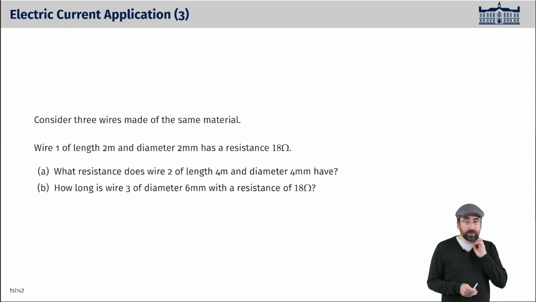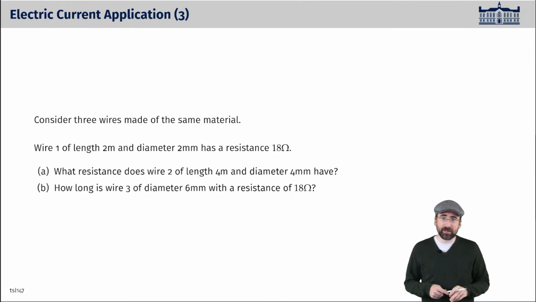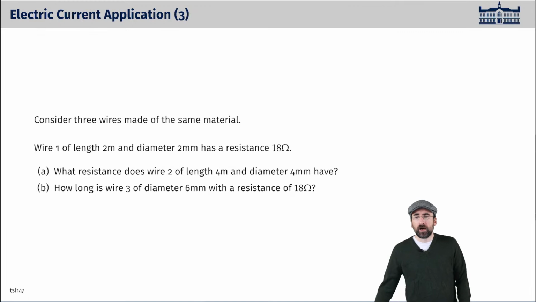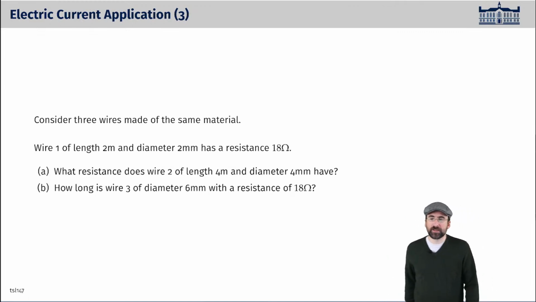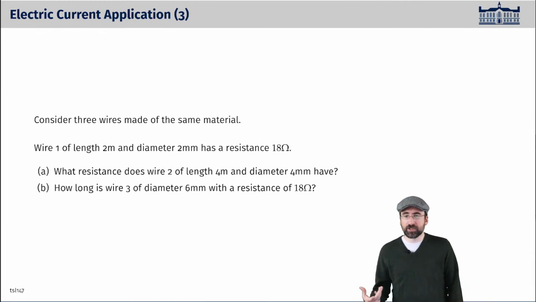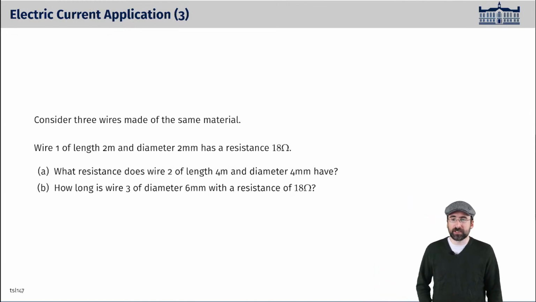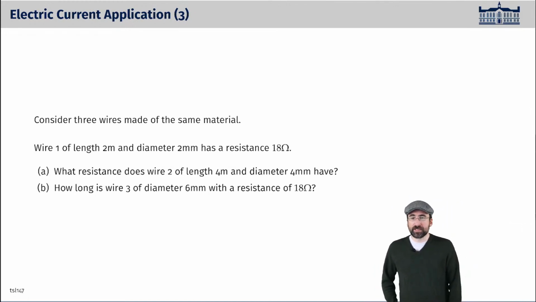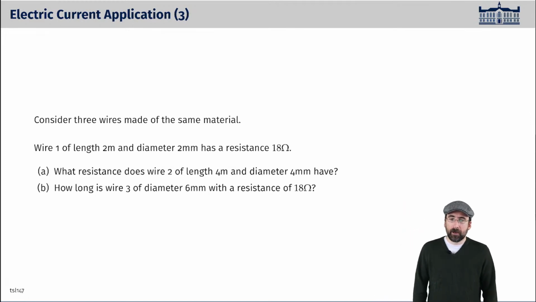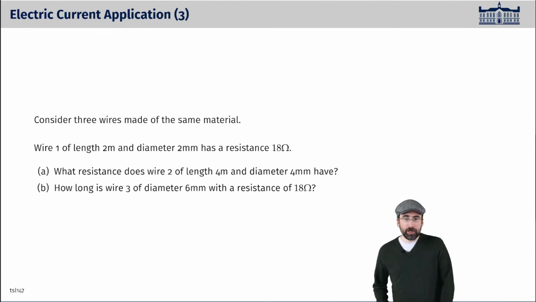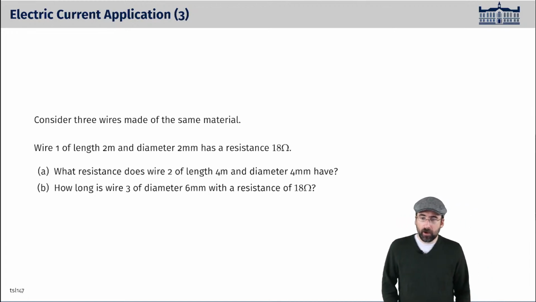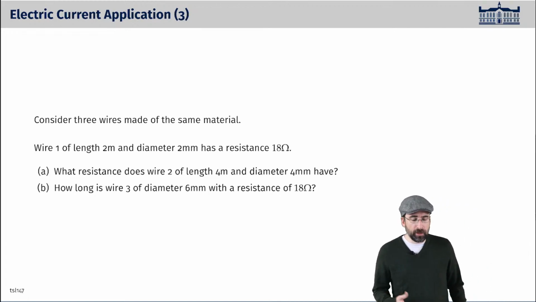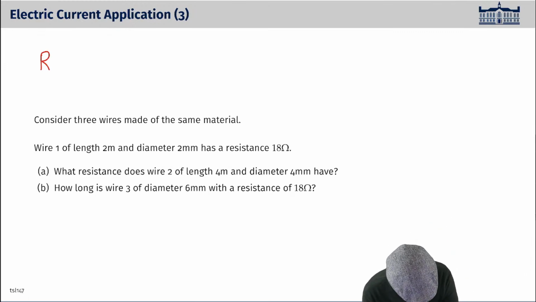Finally, the last note of the day, conveniently almost exactly at the 50-minute mark for our lecture. Here we are considering 3 wires made of the same material. Wire 1 has a certain length and a certain diameter and a certain resistance. We want to know what resistance a wire of different length and diameter has. And we're going to note that all of these are going to be using our resistor design equation.